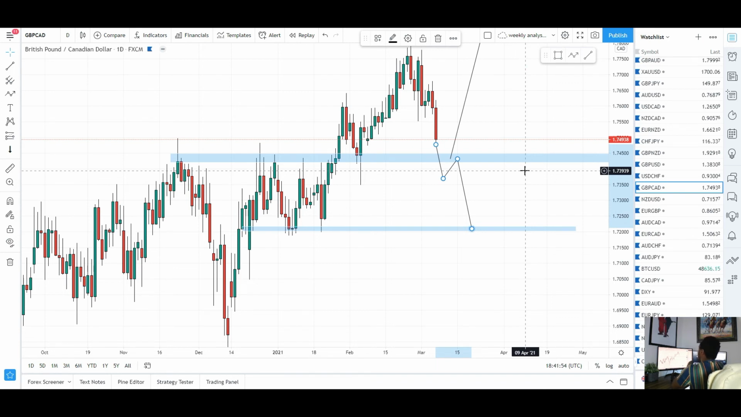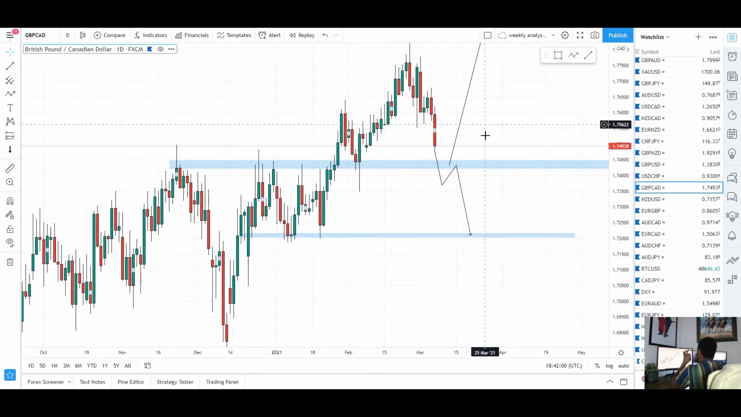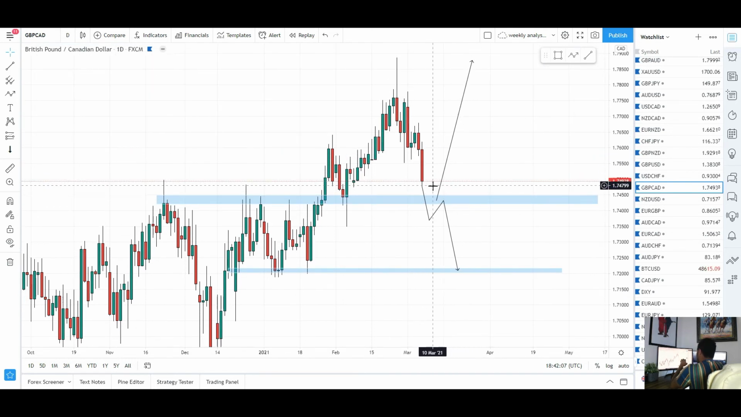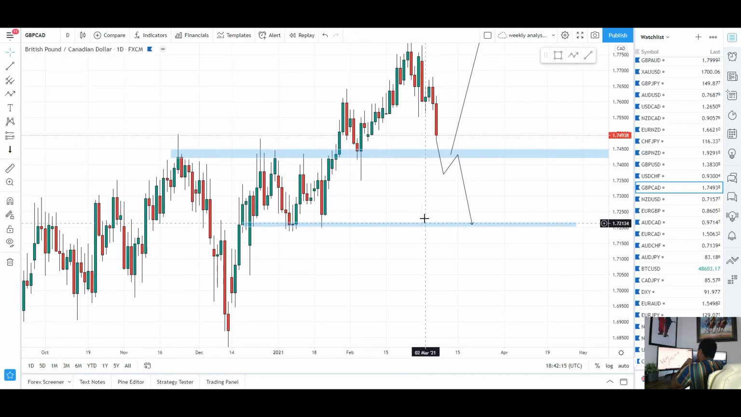But from the higher time frame point of view, I'm still biased to the upside as long as we stay above this key level around 1.74500. As long as we stay above that level, my bias is still to the upside long term, and we'll probably see a reversal around here and see price come back to highs. However, if we don't and price just ignores that level and holds underneath it, then I will probably change my bias, and from then I'll be looking to short GBP CAD into 1.72 for next week.